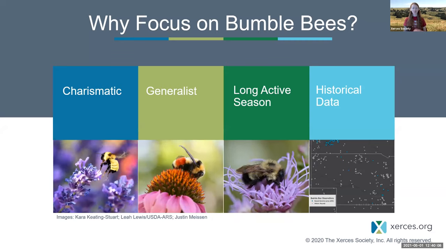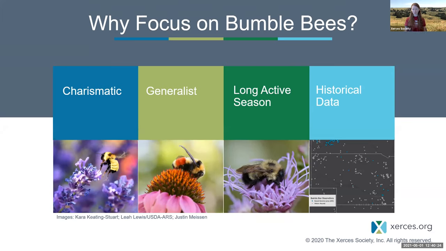So the Atlas is focusing on bumblebees for a couple of reasons, right? They are a charismatic species. They're large, they're fuzzy, they make a huge buzz sound. Most of us can recognize them without having to think too hard about it.